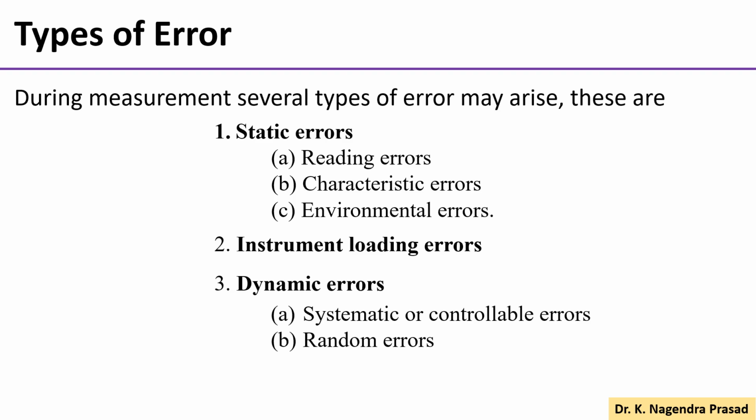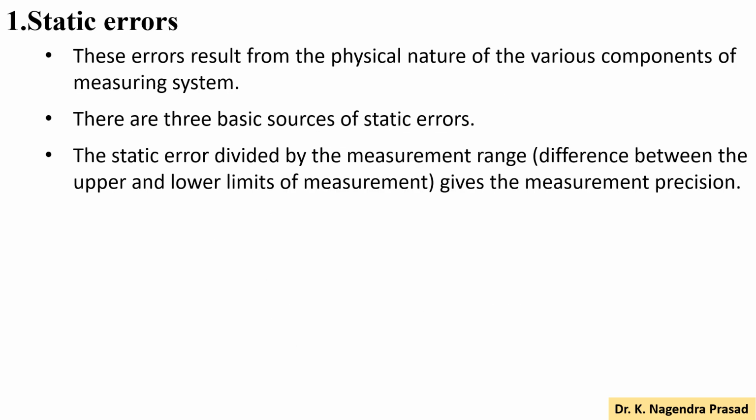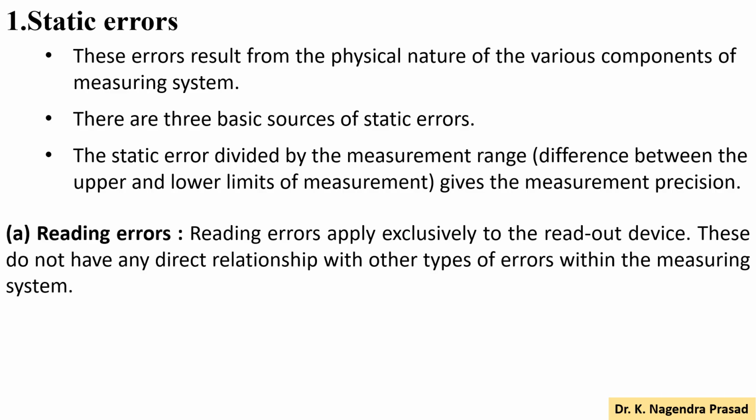First we will look at the static errors. Static errors result from the physical nature of the various components of the measuring system. There are three basic sources of static errors. Static error divided by the measurement range gives the measurement precision. Static errors are subclassified into three types.